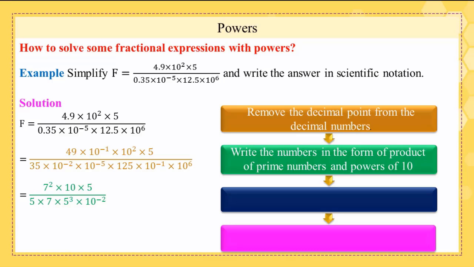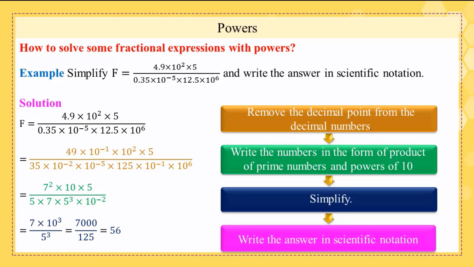We also work on the product of powers of 10. Here, 10 power minus 1 times 10 power 2 is 10 power 1, and 10 power minus 2 times 10 power minus 5 times 10 power minus 1 times 10 power 6 is 10 power minus 2. The third step is simplify. After we simplify this expression, we get 56. The fourth step is mentioned in the question, which is to write the answer in scientific notation. So the scientific notation of 56 is 5.6 times 10.